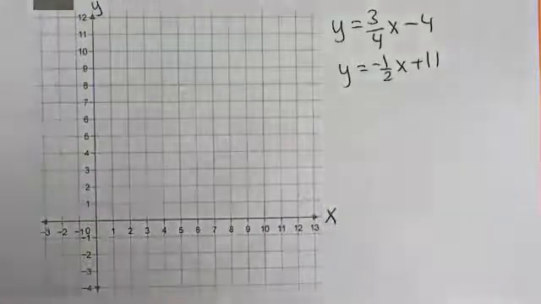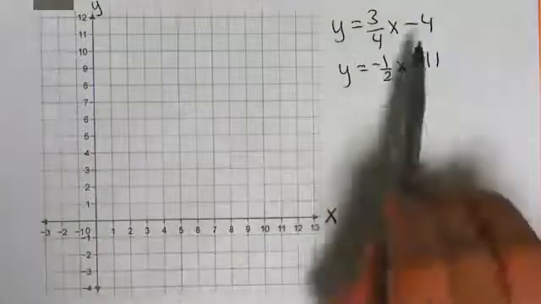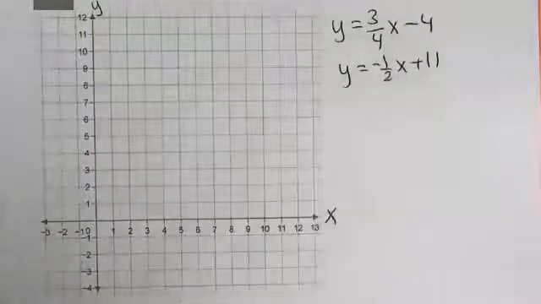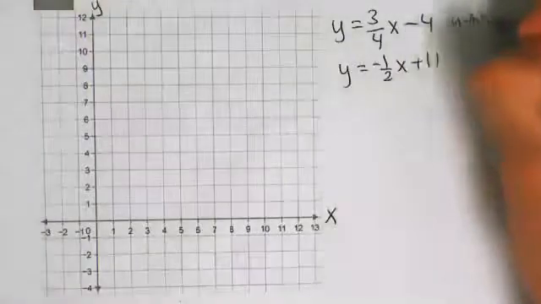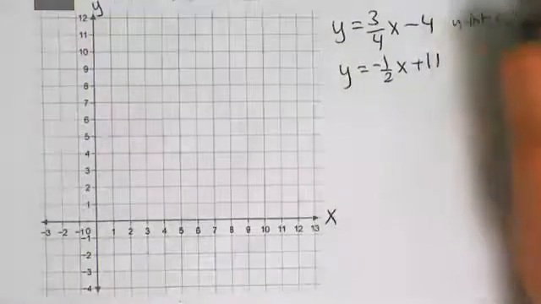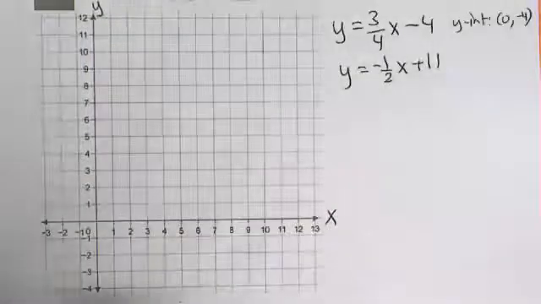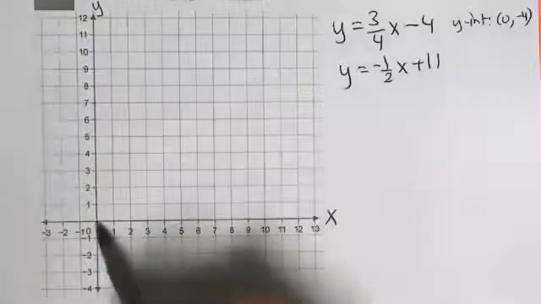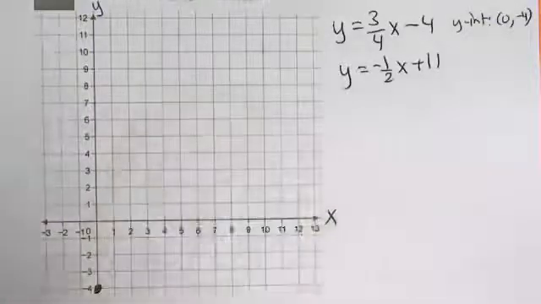And the way that we begin is we begin by graphing our y-intercept. And our y-intercept is -4. That corresponds to the point (0, -4). When x equals 0, the y value is -4. And the point where that is, x is 0 right here, y is -4 right here at the bottom. So that's our first point.